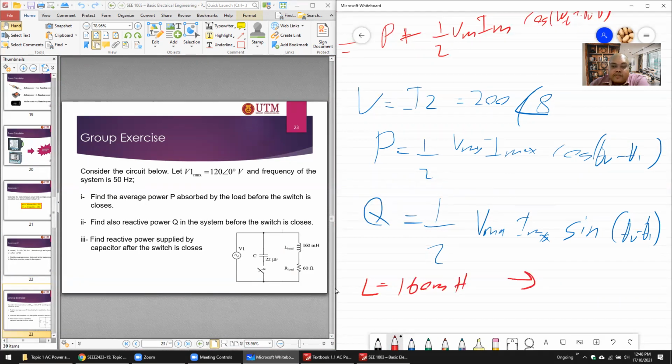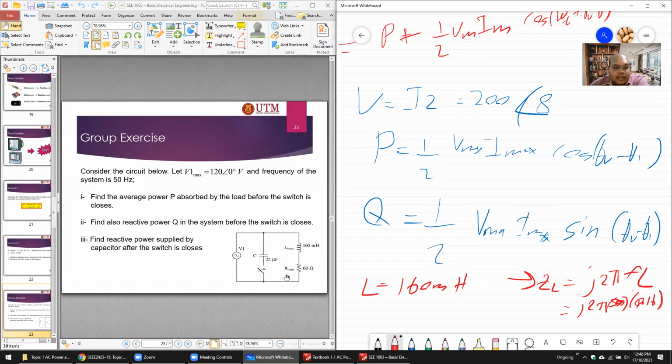You have to change it to the frequency domain, which is ZL equal to j2πf. Remember it is given as frequency. You have to use this formula, 2πf and then L. So j, 2π, f is 50, and then L is 0.16. Make sure you know how to convert milli to this value. You can calculate it, convert it, and then find the average power absorbed.